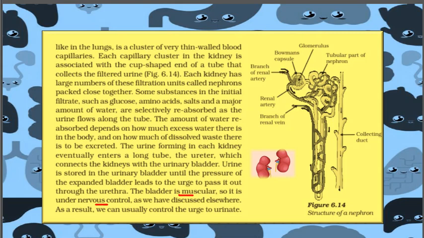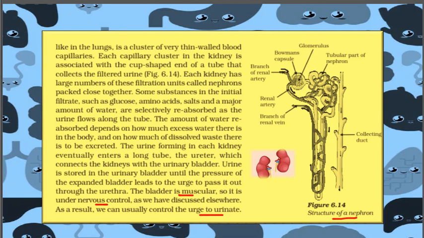So as we have discussed elsewhere, we have discussed it fully, you have already learned the nervous system in detail also. Okay, so as a result, when we get the message, we can usually control the urge to urinate. Okay, so whenever we get the message, then we throw out the waste from our body.